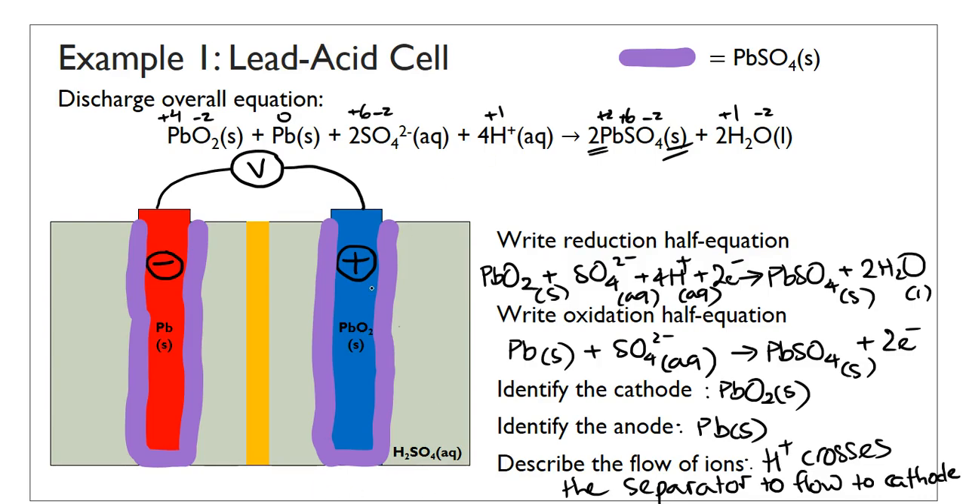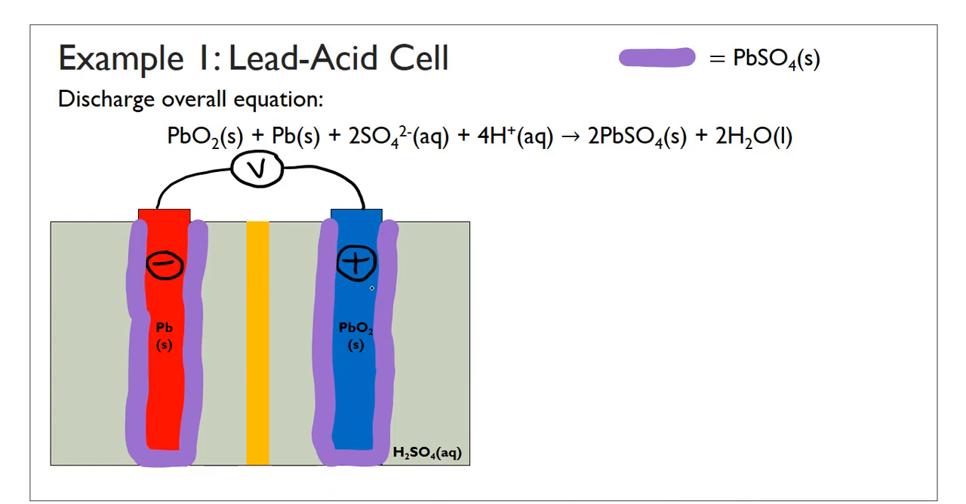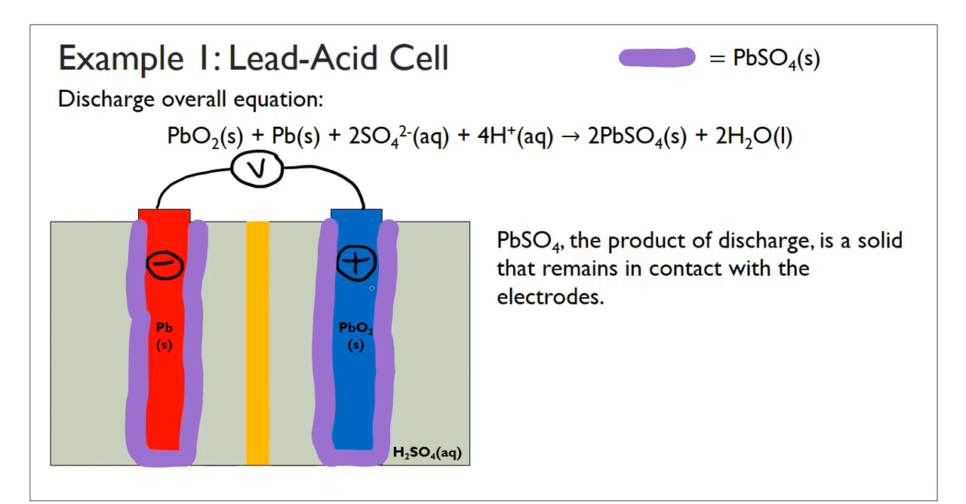the electrode, but the majority of them will, and that's really important because this is the requirement for recharge to occur. The product of discharge has to remain in contact with the electrodes, so that when you connect the electrodes with a power supply, the PbSO4 could actually be converted back to PbO2 and Pb. Without the product of discharge remaining in contact with the electrodes, you cannot have the reverse reaction.